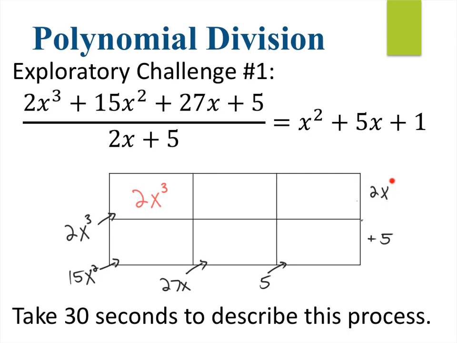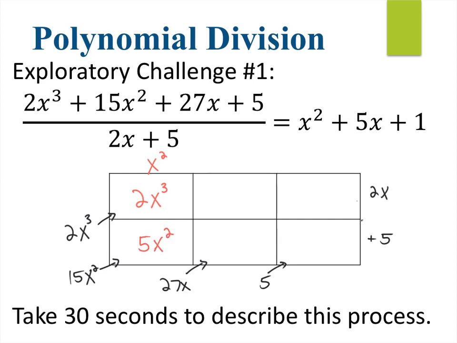Well, 2x times something got me 2x to the third. Well, looks to me like that's got to be x squared, because x squared times 2x gives me 2x to the power of 3. Okay, this is really a good place to be. From here I can start to think, oh, I have this and I have this. Oh, I can figure out what goes in that box. That box has to be x squared times 5, which I know to be 5x squared.